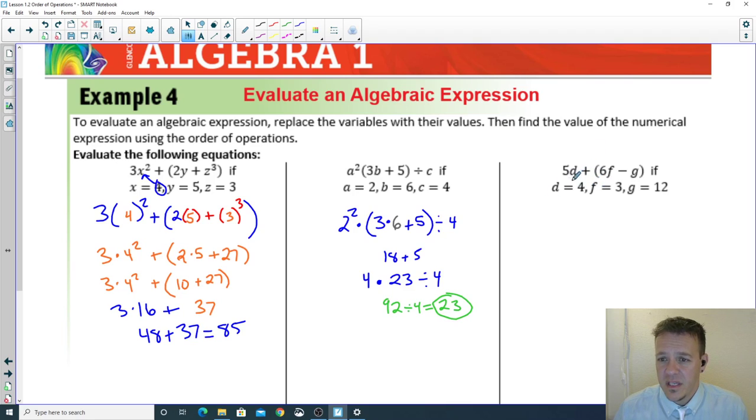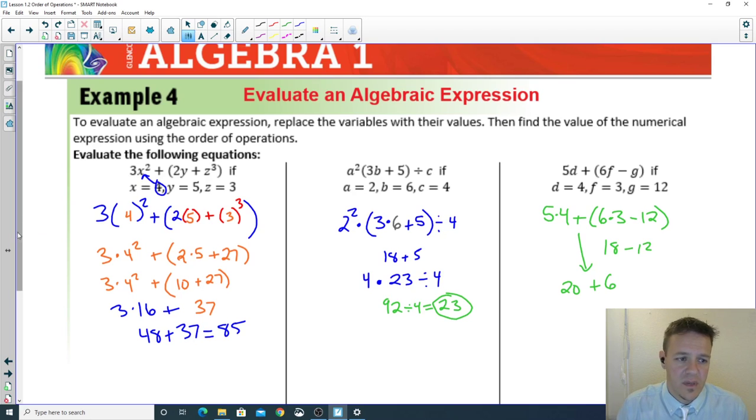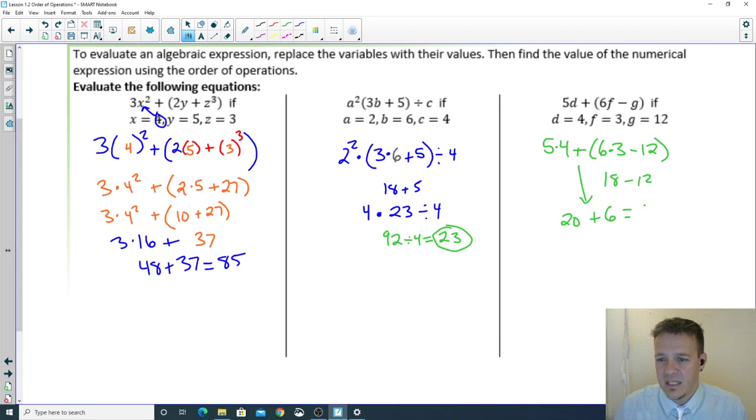All right, the last one here. D, so this is going to be 5 times 4 plus, and my bracket would be 6. Instead of f, I write 3, so it's going to be times 3, minus g, which is 12, and then you go from there. Right, so this is going to be 18 minus 12, which is 6, and that's a plus sign in front of it. I'm just dragging it all the way down. 5 times 4 is 20, so hopefully I'm not blocking this with my giant head. It is going to equal 26. Not a negative, just a 26.